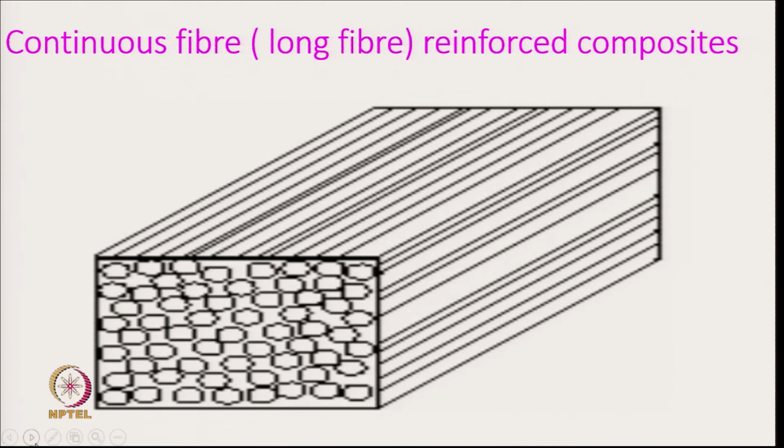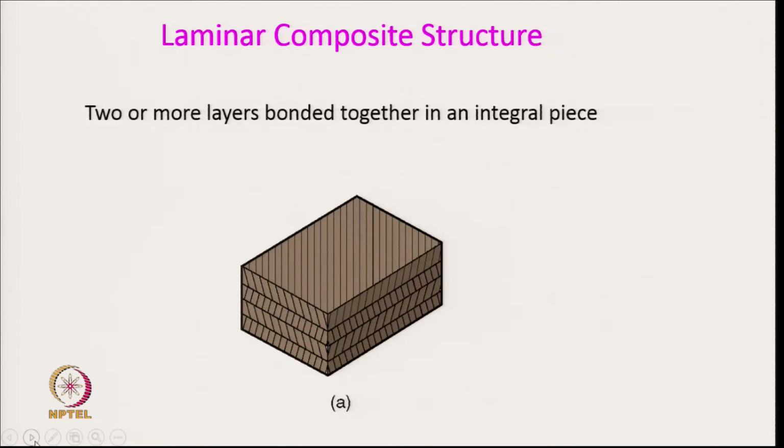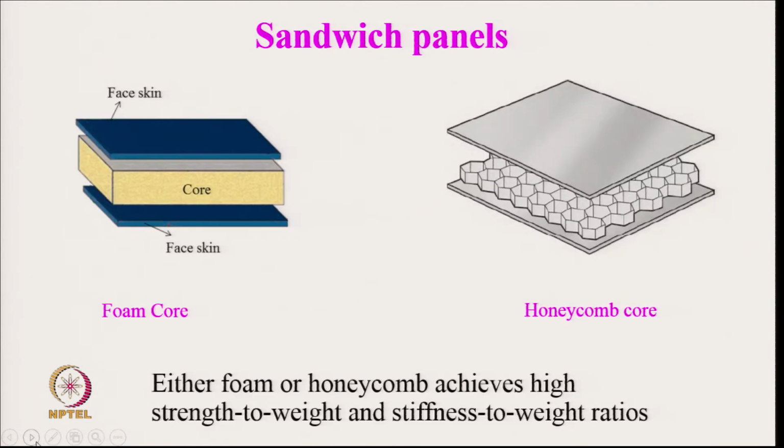Similarly, we have continuous fiber, that is filament reinforced composites, where the filaments are oriented in a particular direction depending on the load bearing requirement. Apart from this, we have a very special category of composite we call laminar composite structures. Here, two or more layers are bonded together in an integral piece as shown in this slide. This is a very special kind of composite we call sandwich panels.